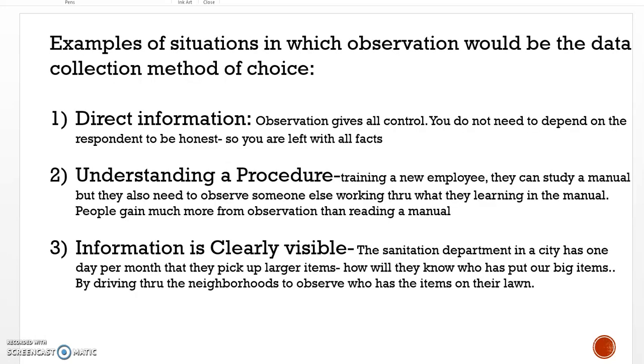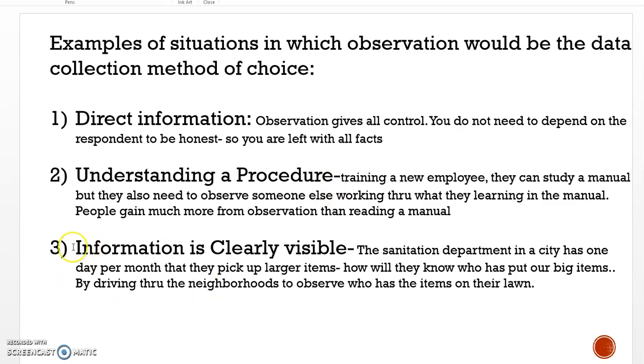Okay, so these are different situations in which you would use an observation. If you want direct information, that gives you all control, so you don't have to depend on somebody being honest with you. By you watching, you're going to get all the facts that you need. When you want to understand a procedure, so for example, you get a new job and you're training. Yes, you could study a manual, but you also want to observe someone who is doing that job, who's doing what you're supposed to be doing. And you'll gain a lot more from watching somebody do something than just by reading a manual.